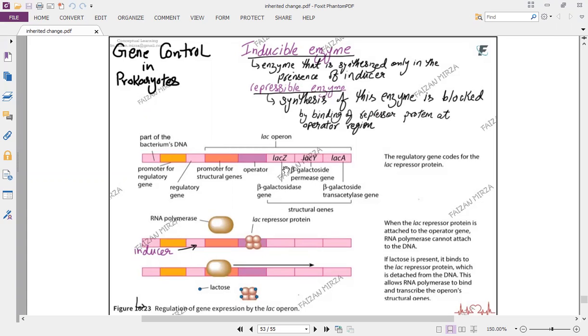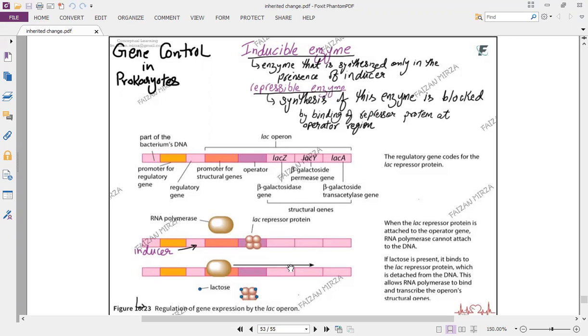So if lactose is not available, lac Z, lac Y, lac A, these three will stay inhibited. They will not turn into mRNA. Their mRNA will not be made. Transcription will not occur for the lac operon, and these genes will not be translated into polypeptides either. As a result, the structural genes will be prevented from showing themselves in the phenotype of that bacteria since lactose is absent.